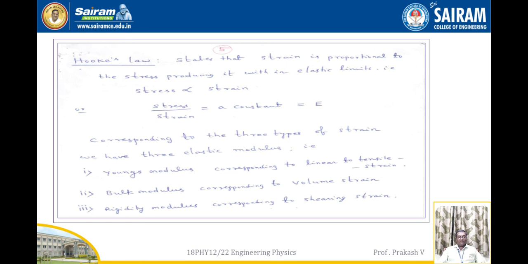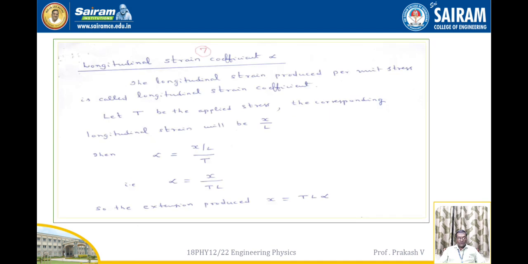Next, let us discuss longitudinal strain coefficient denoted by the symbol alpha. The longitudinal strain produced per unit stress is called longitudinal strain coefficient. Let capital T be the applied stress. The corresponding longitudinal strain will be x by L. Hence we can write alpha is equal to x by L divided by T, or alpha is equal to x by T into L. So the extension produced is given by x is equal to TL alpha.